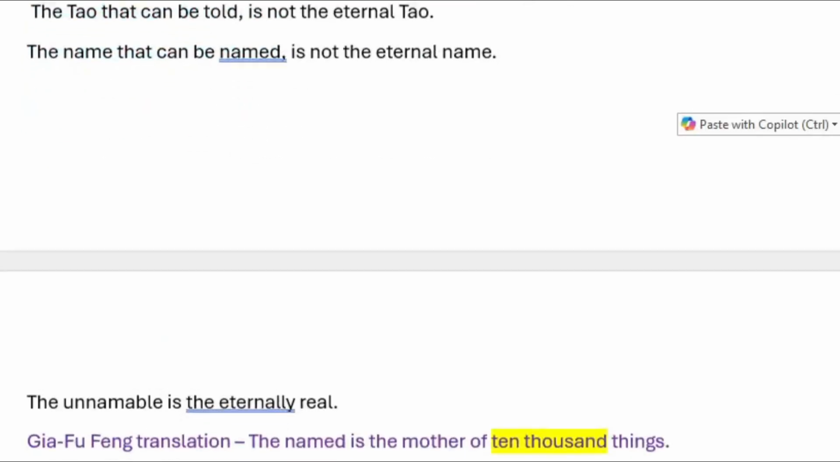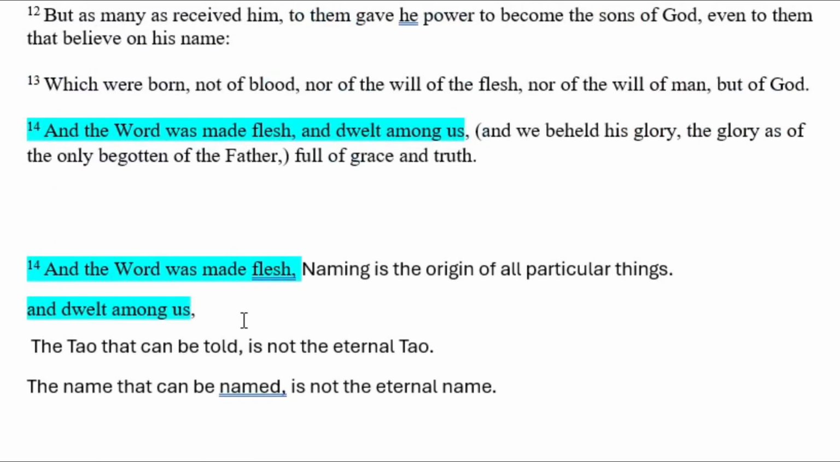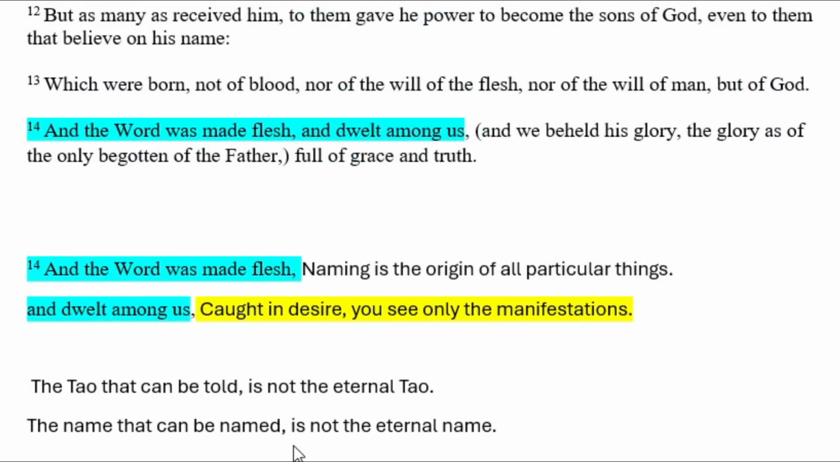And dwelt among us. Caught in desire, you see only the manifestations. There, and the Word was made flesh. The Word, that's what word? That's what I say. Naming is the origin. I gave it the Word, and it becomes flesh. It becomes manifest. It dwells among me. We see only the manifestations. See how clever that is?